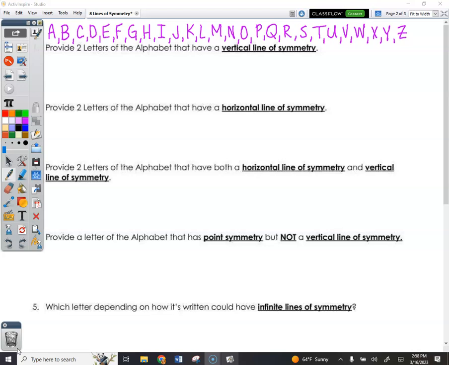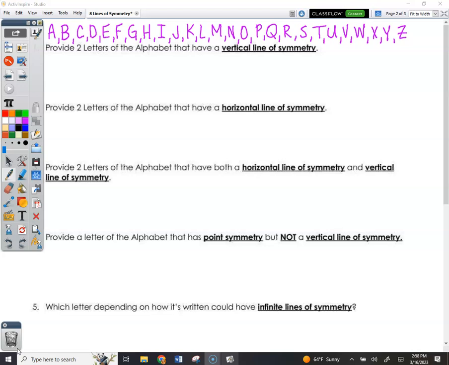M. I, O, T, Y, A. You can't fold L hot dog style. X. K, W. Okay, I got A, H, I, M, O, T, V, W, X, Y. So if you had any of those letters, you are correct. Hot dog style.